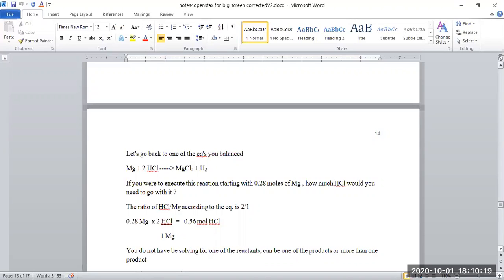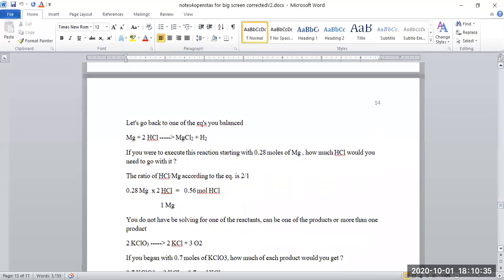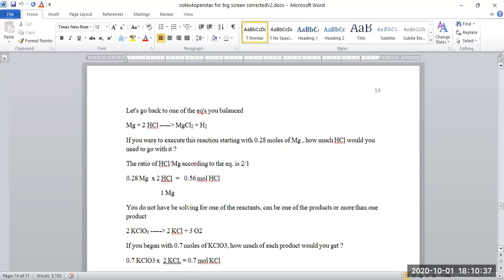My magnesium hydrochloric acid reaction is a 2-to-1 ratio. I need twice as many HCl's as I need magnesium in order to get this to work. And so I picked a random number. Let's start with 0.28 moles, kind of a not nice round number exactly. How much HCl would you need to go with it?